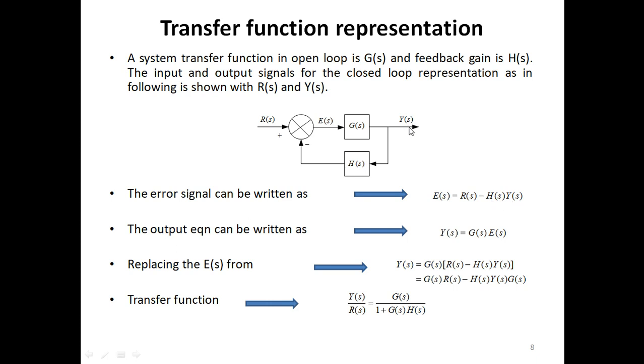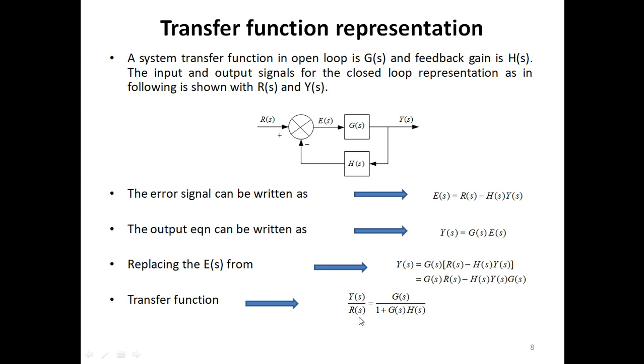Similarly, the output of the system is Y(s), which is the multiplication of these two signals, G(s) into E(s). Now, if we eliminate E(s) from these equations, then a relation between the input R(s) and output Y(s) can be obtained, which would be the transfer function model of the system.